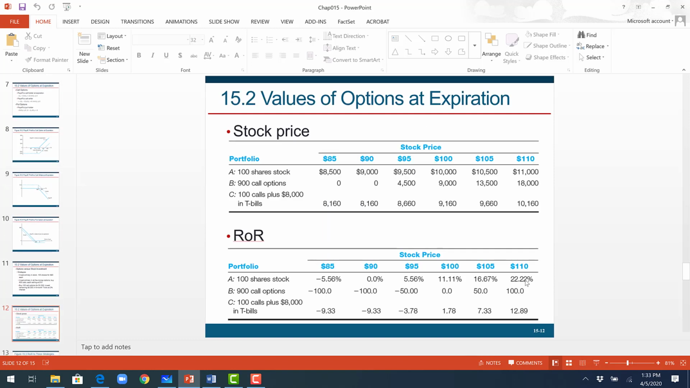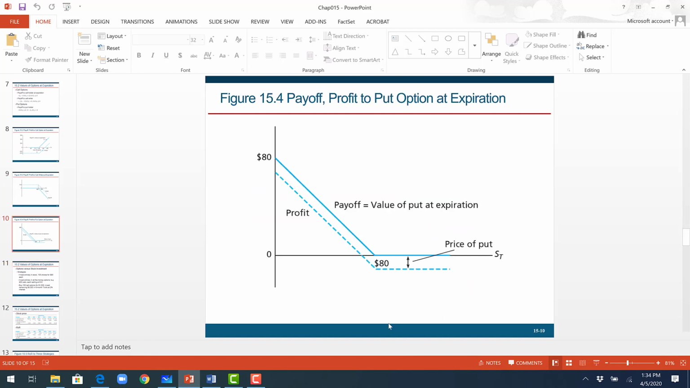For the writer, I don't have the graph here on the slide, but again, it would be just the mirror image, right? So just flip it around on this ST axis, and you will get it. Buyer's gain is writer's loss, and vice versa, right? So it would be the mirror image of this graph right here. So that is the payoff for the put buyer and the put writer. Okay.